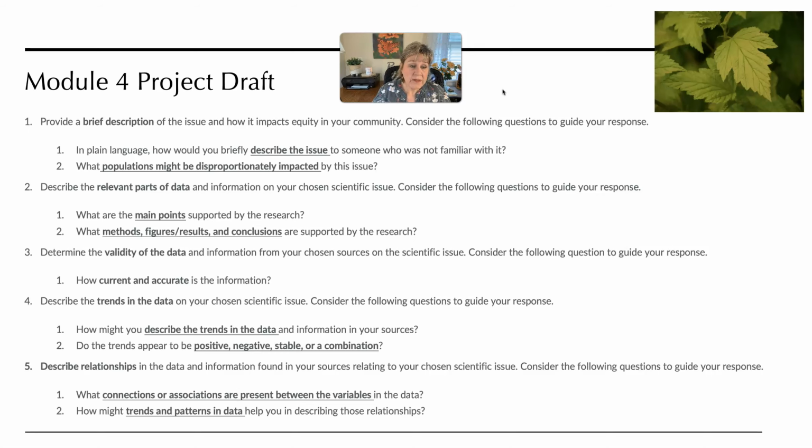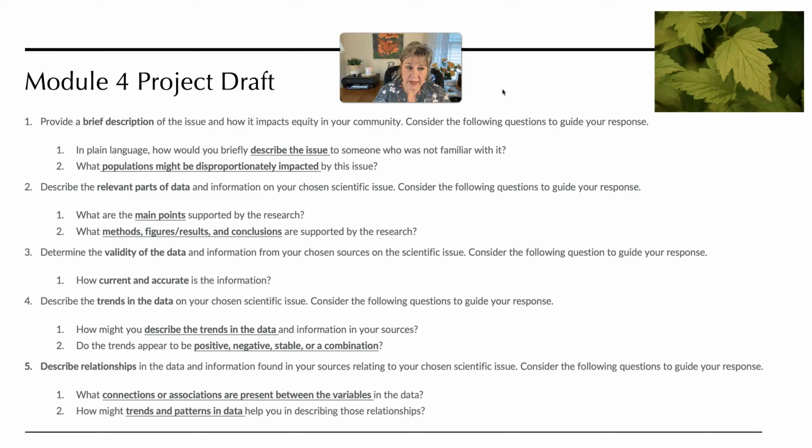What are the main points of the research? And what do the methods, figures, and conclusions tell you about this particular topic? What is it that you pull away? What message do you pull away from this reference? So you are going to be talking about your sources in this section. You're going to refer back to them. Smith suggested that blah, blah, blah, right? So you're going to refer back to your sources.